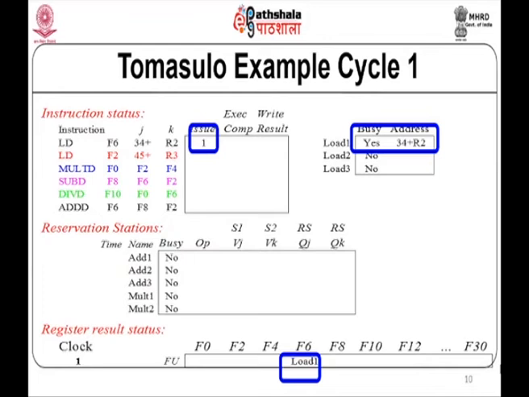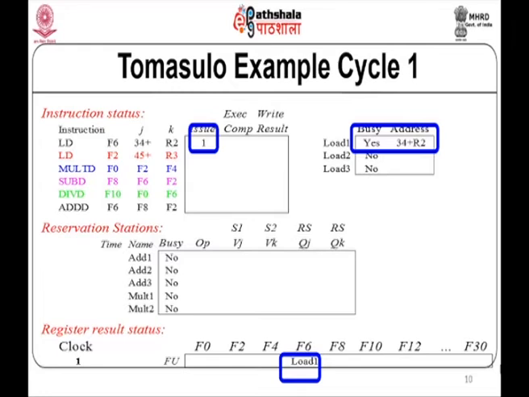So, when you look at the first clock cycle, you see that the first load instruction has been issued. You decode the instruction, identify that it is a load, and you allocate the load buffer entry load 1 there. And for the effective address calculation, you need the displacement and register R2.